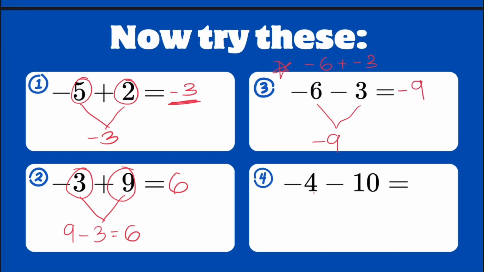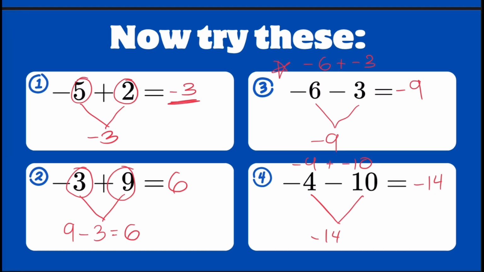Last example. Negative 4 minus 10. Remember that this is negative 4 plus negative 10. So since they're the same sign, I'm just going to add them. 4 plus 10 is 14, and they're the same sign, so we're just going to keep it. So therefore, negative 4 minus 10 is negative 14. Think about it this way. They now owe you negative $14.